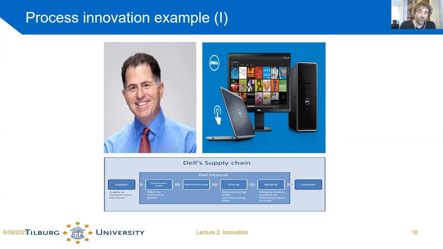And that was a completely new way of organizing their internal business. So instead of simply building computers and selling them, it was waiting for customers to order a computer, then building them, then shipping them. So this was an example of a process innovation. And they were the first one who came up with the idea of selling computers that way.